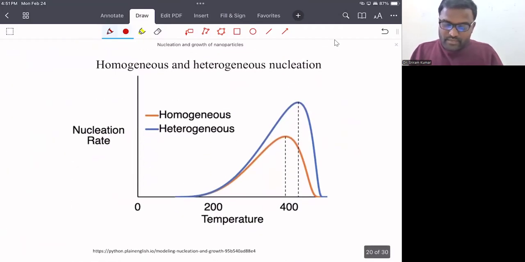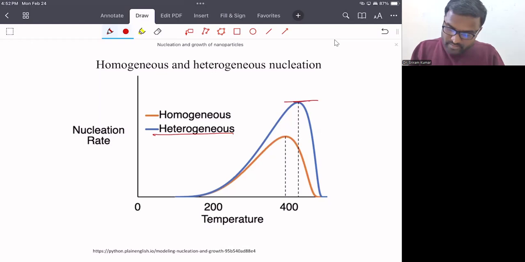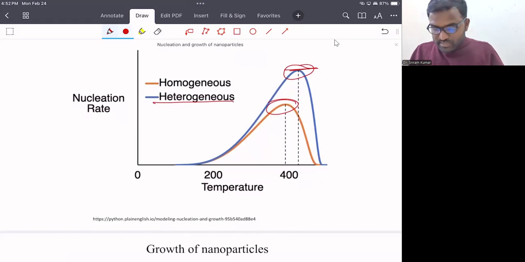And if you want to understand the nucleation rate for homogeneous and heterogeneous nucleation, since heterogeneous nucleation has a low energy barrier, in this case we have a higher nucleation rate as compared to the homogeneous nucleation, right? Based on that we can explain which kind of mechanism has the higher or the smaller nucleation rate.